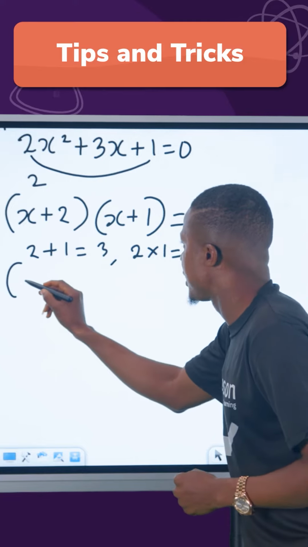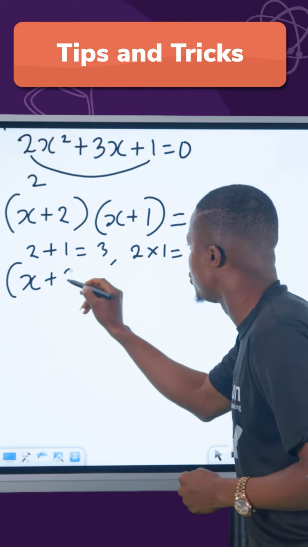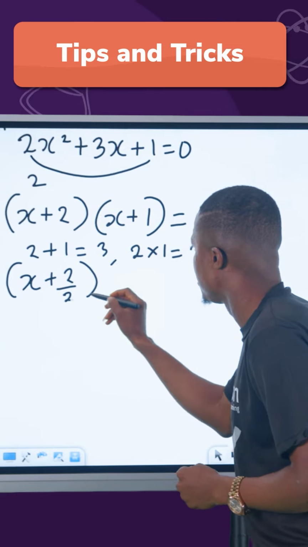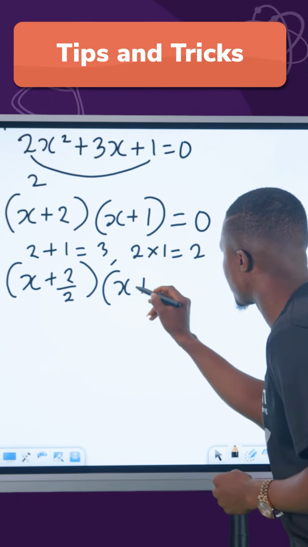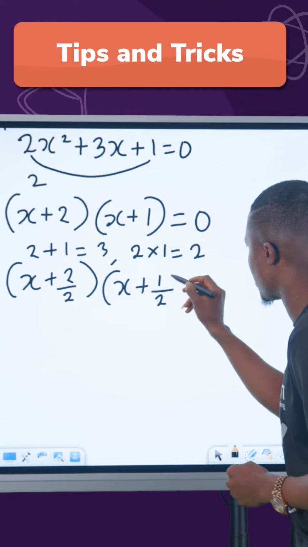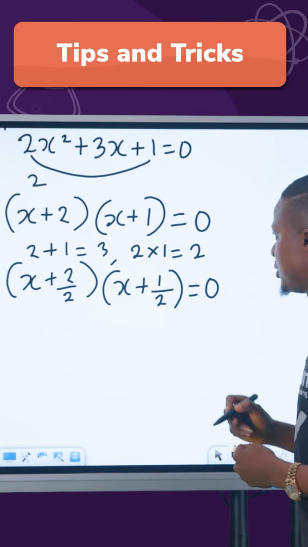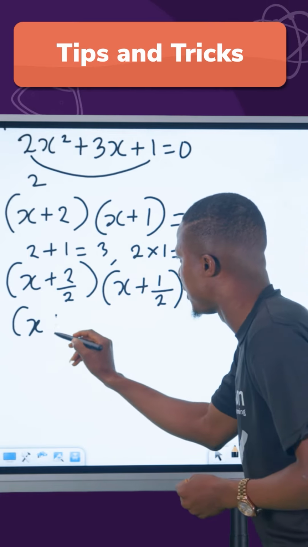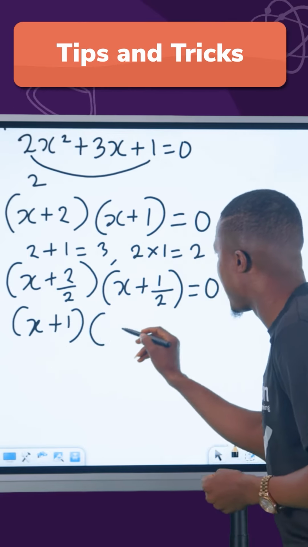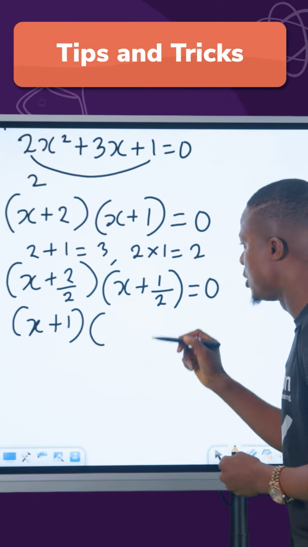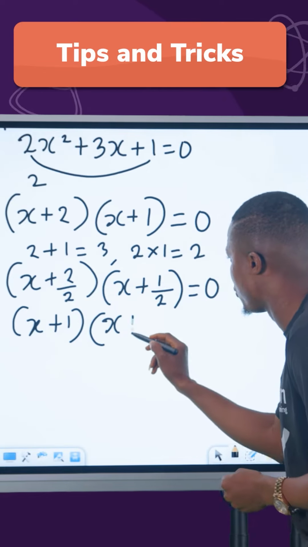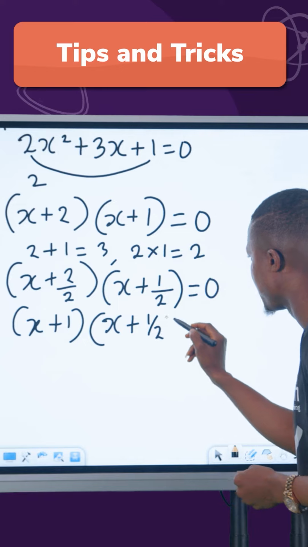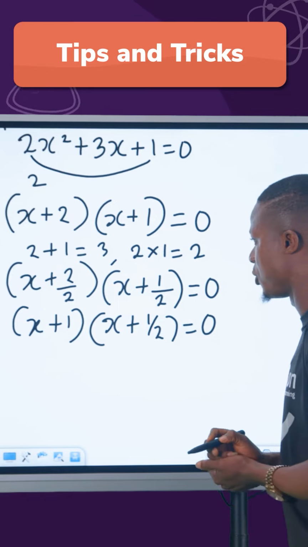So let me write it out clearly. You have x plus 2, over 2, times x plus 1, all over 2 as well. Everything equals 0. 2 can divide 2, and of course, that will give us 1. Coming here, I cannot divide 1 exactly by 2. Because of that, I have to leave it that same way: x plus half, everything equals 0.